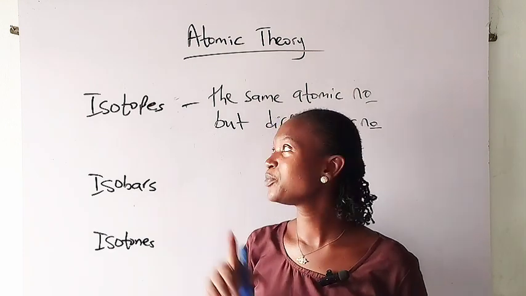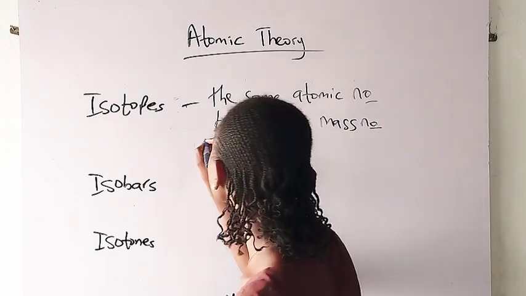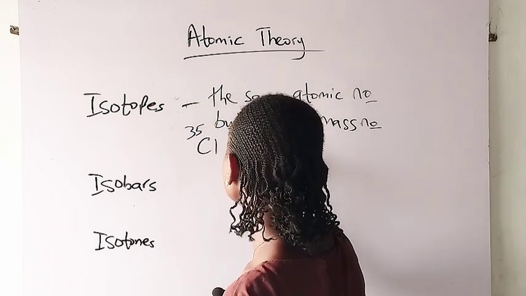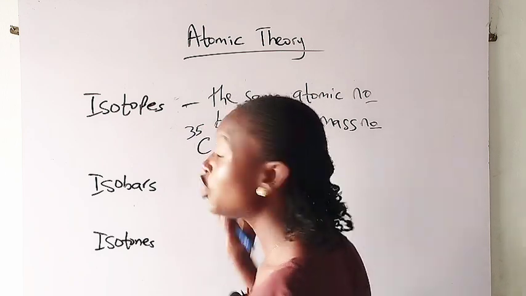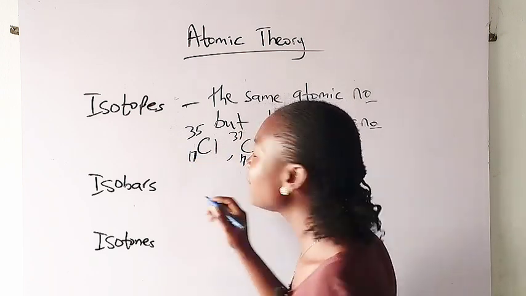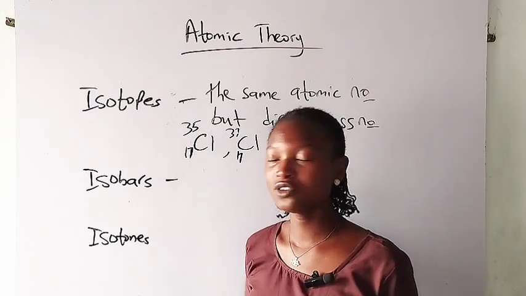For example, give me one example of an isotope. One example of an isotope is chlorine. It's possible you have chlorine 35 and you have chlorine 37. You know chlorine is 17, right? Chlorine is number 17. They have the same atomic number but different mass number. That's just what isotope means.